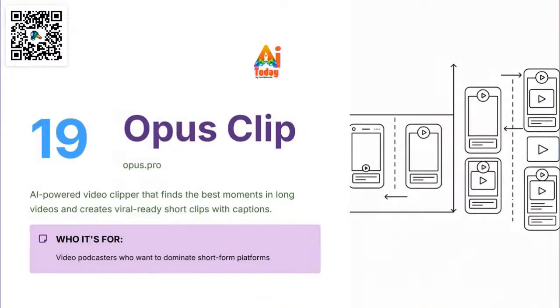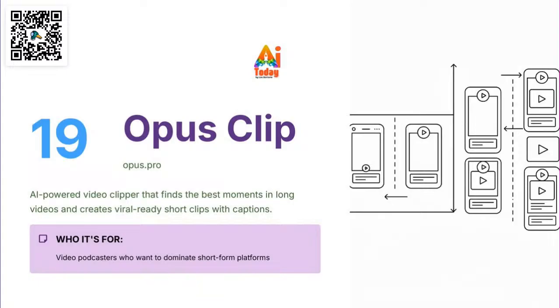19 is Opus Clip, at opus.pro. This is yet another AI-powered video clipper tool that finds the best moments in long videos or podcasts and creates viral-ready short clips with captions. So if you're not repurposing your podcast, if you're not taking your podcast and making shorts or making promos or making hooks, you can do that with Opus Clip. Because if you've put all that work into your podcast, you might as well get all the leverage that you can from it.